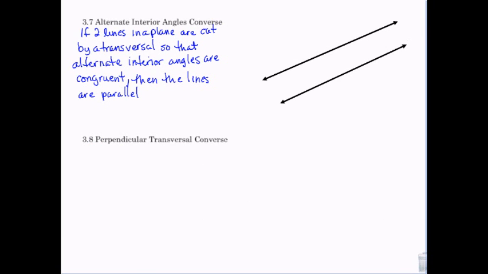Okay, so this one's the alternate interior angles converse. So again, we have two lines out in space. Call them E and F. And they're cut by a transversal, which creates 8 angles. Alternate interior angles are between the two lines and on opposite sides of the transversal. So if angle 3 is congruent to angle 6 and angle 4 is congruent to angle 5, then E is parallel to F.